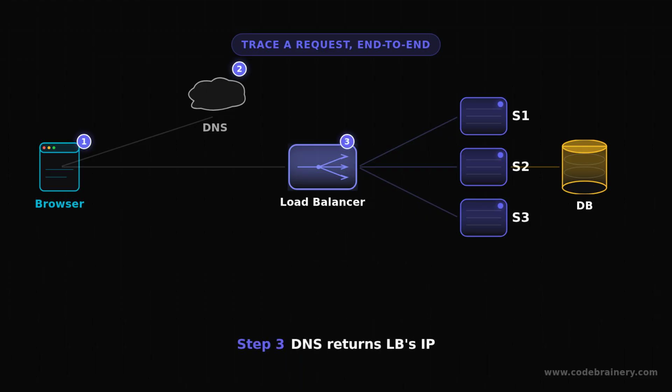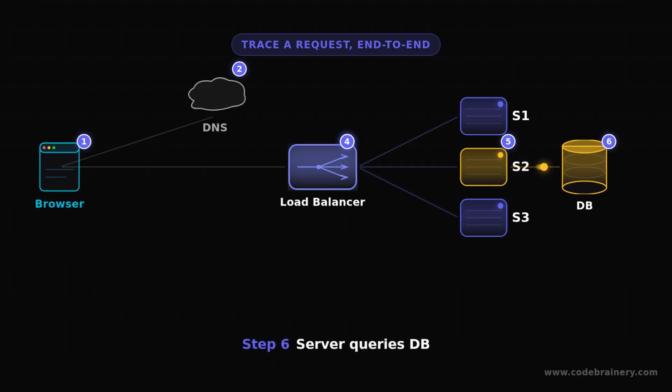Step 3. Here's the trick. The IP address DNS returns is not your server. It's your load balancer. Step 4. The browser opens a connection to that IP address and sends the request. Step 5. The load balancer is now holding a request that needs to be processed. It checks its pool of healthy backend servers. Picks one. Let's say server 2. Forwards the request to server 2.